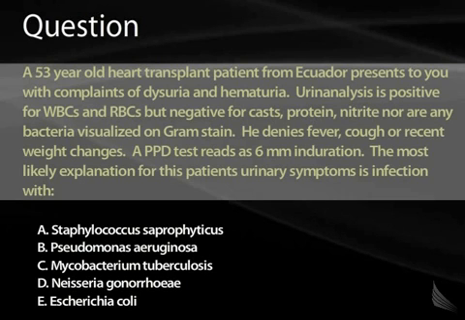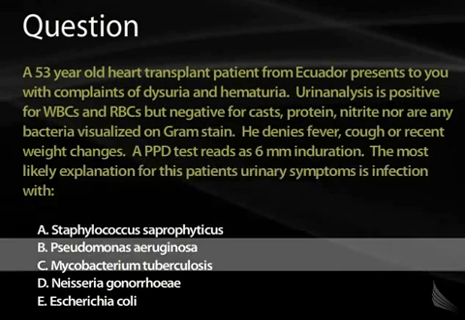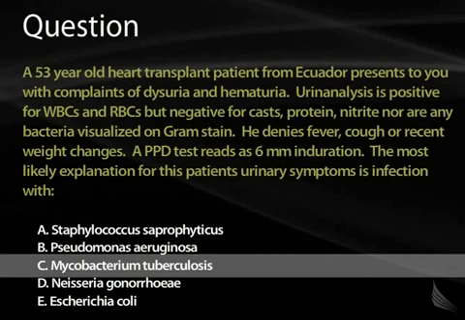So we have an immunocompromised patient who's a heart transplant patient. They're from an endemic area like Ecuador, and they have dysuria. It's a tricky question because we don't frequently associate mycobacteria with a urinary tract infection, but we don't have any of the other signs of a bacterial urinary tract infection, such as bacteria in the urine, nitrites, casts, or protein. And so the most likely cause of this person's urinary symptoms is Mycobacterium tuberculosis.